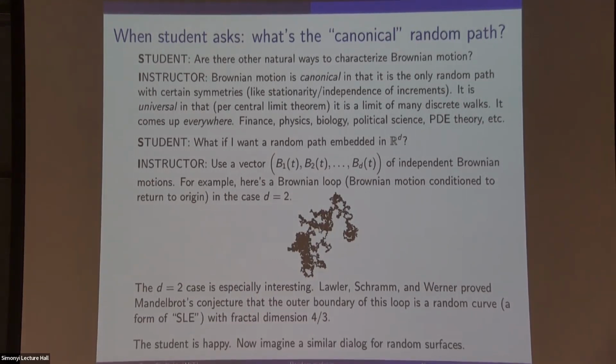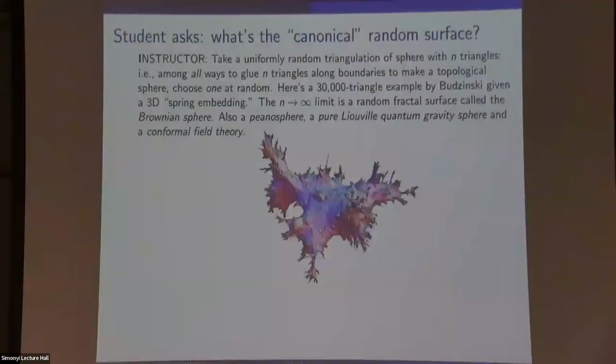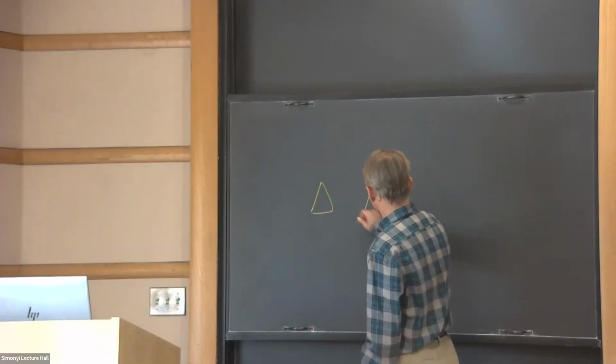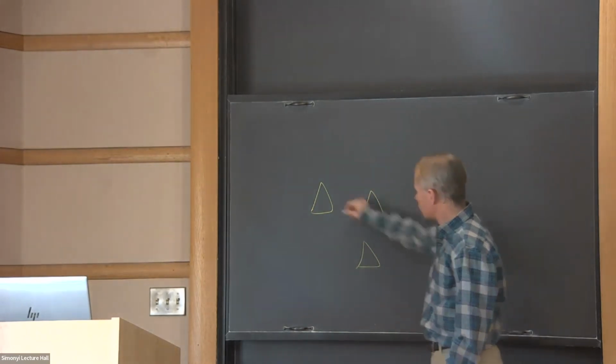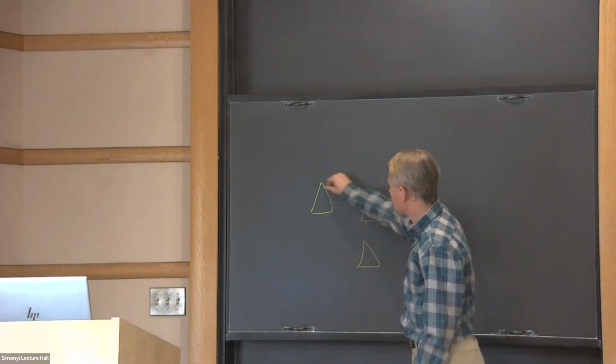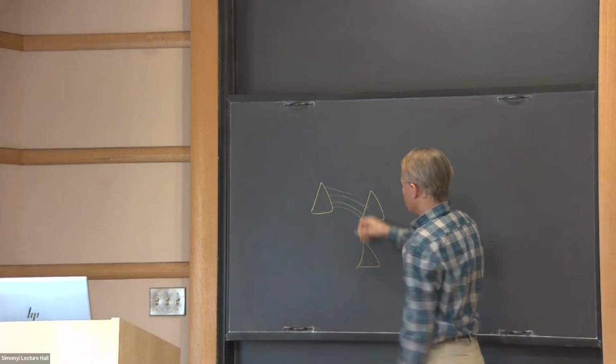But now imagine the student asks you about random surfaces. What's the canonical random surface? And the instructor would say, well, you're just going to take a bunch of triangles, say, here's some triangles, and I'll glue them together along their edges. So every edge I'll make a partner, and I'll just take some glue and glue the two edges.